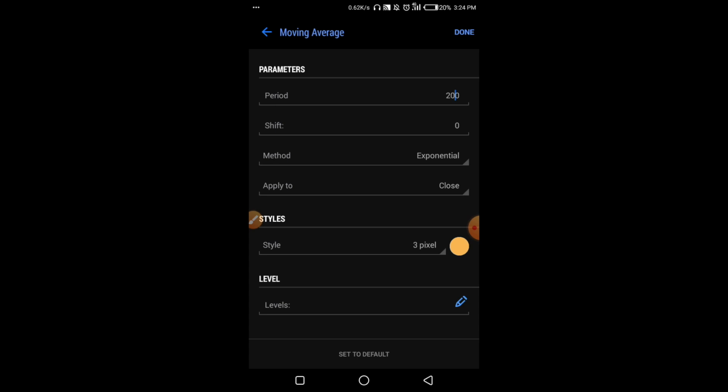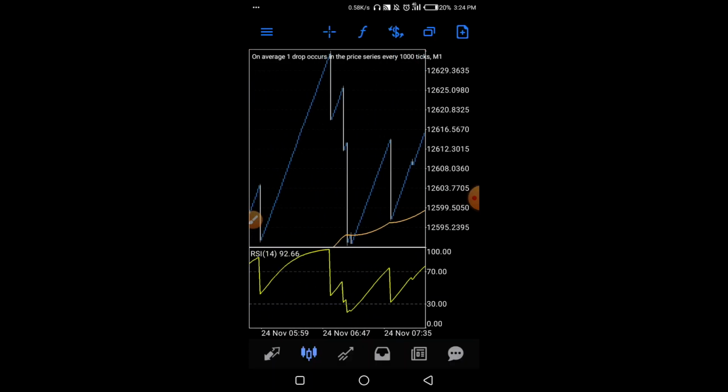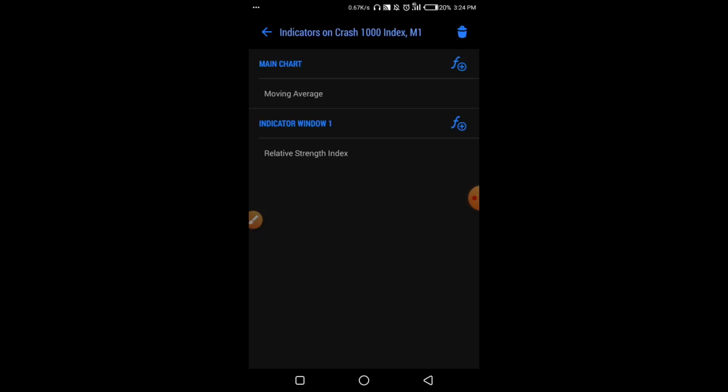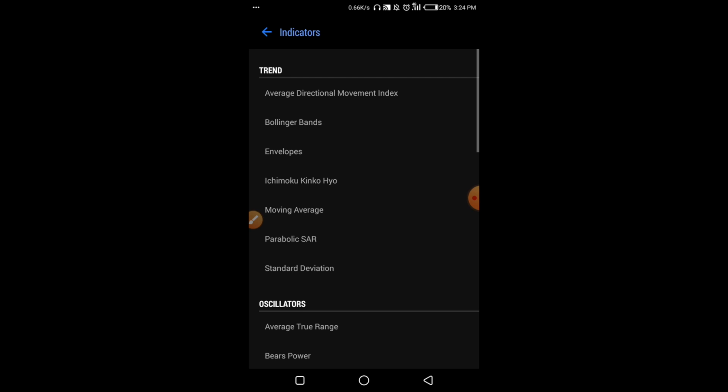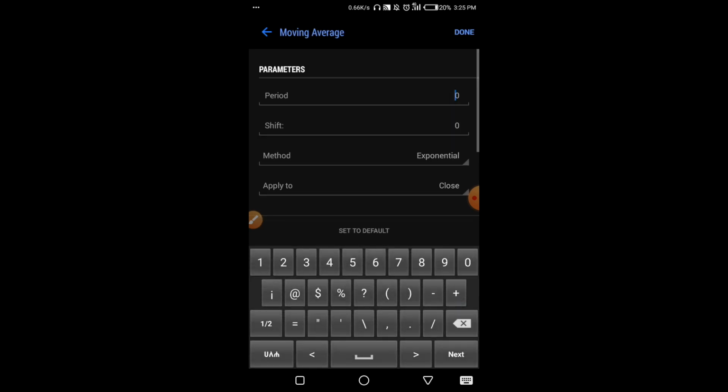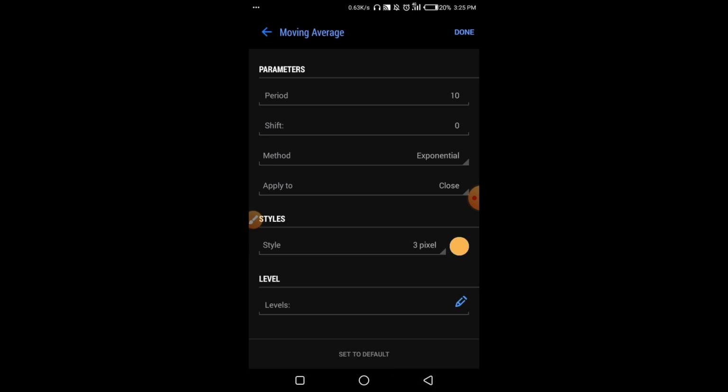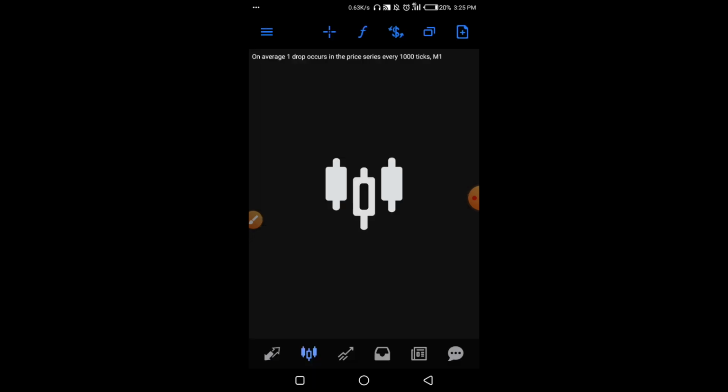Then shift should be 0, method should be exponential, apply to close, and style or color, anything as you prefer. Then levels should be empty, click done. So our moving average is also set. Then again, go back and add another moving average, same steps, but this time we are going to add only the 10 moving average. The same case, but the period should be 10. This means the average will be only for 10 days, and the method should be simple. Then change the color, click done.